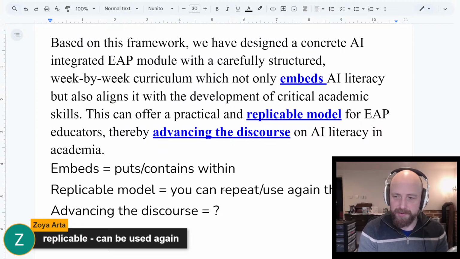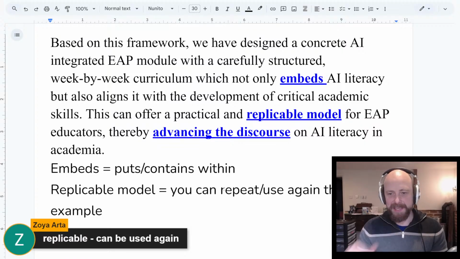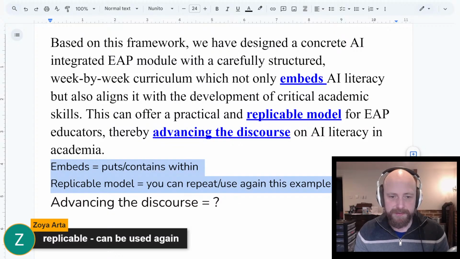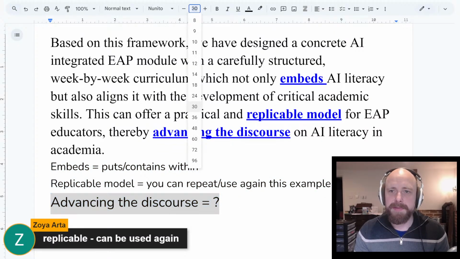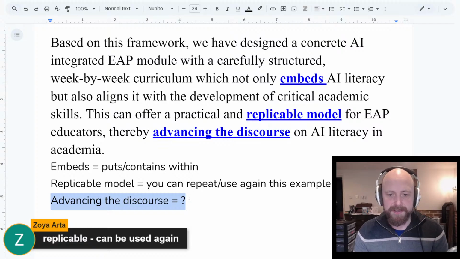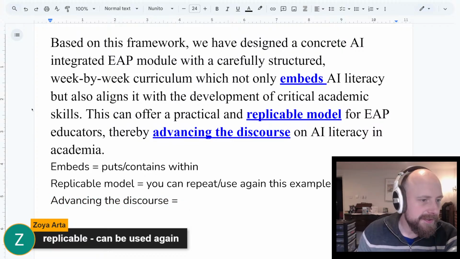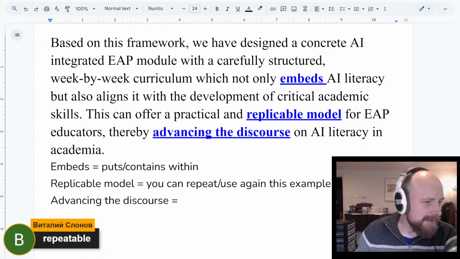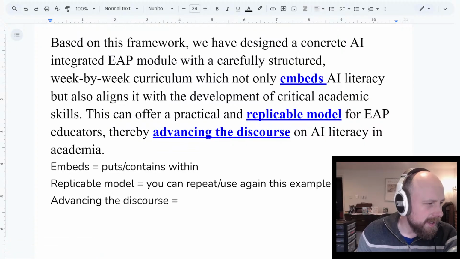this model. And what's a model? A model is like an example, right? So it's like you can repeat or use again this example. Great. And what do we mean by advancing the discourse? Repeatable, says Vitelli. Well done. That's right. What do we mean by advancing the discourse?